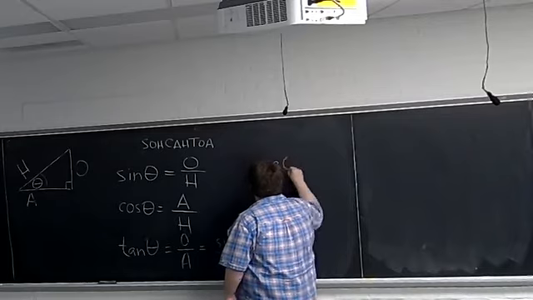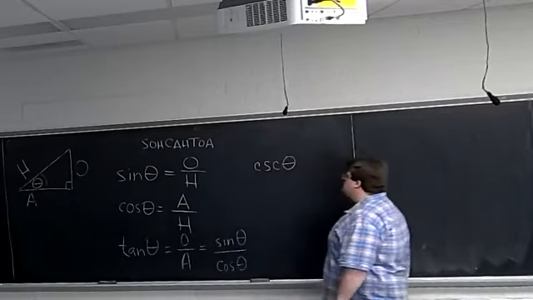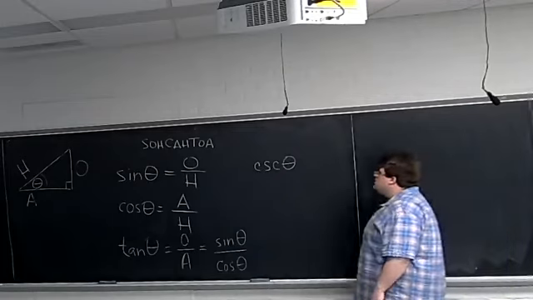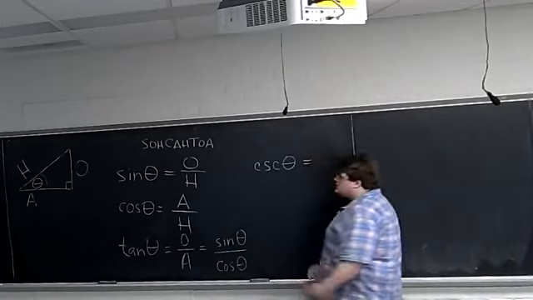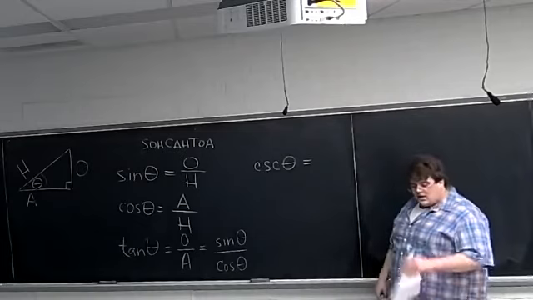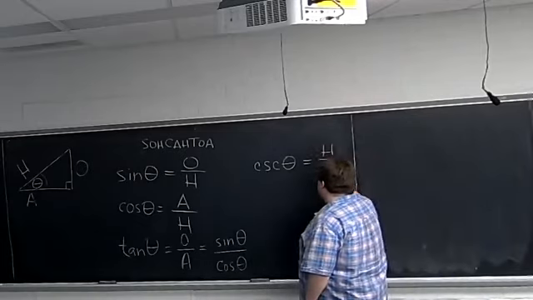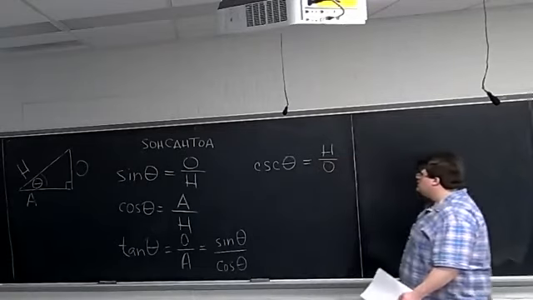First, cosecant. C-O-S-E-C-A-N-T, abbreviated C-S-C. Cosecant is sine flipped around. And in that document, I did write sine flipped around, 1 over sine theta. Here, I'll just write it in terms of the triangle.